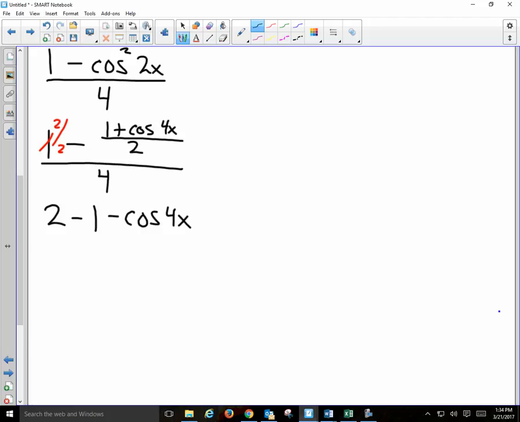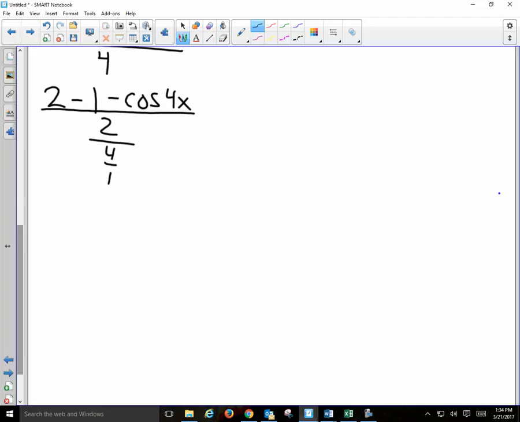What's my new denominator? 2 all over 4 over 1. What can we combine? 2 and negative 1 make 1. Multiply by the reciprocal. And what do you get for a new denominator? Starts with an A. 8.